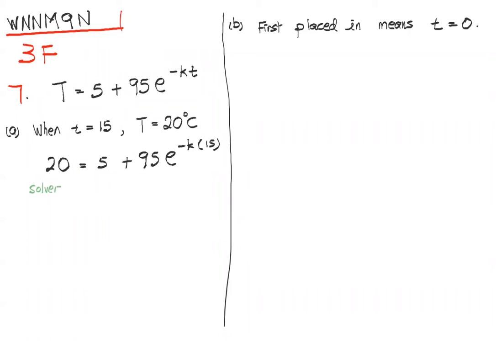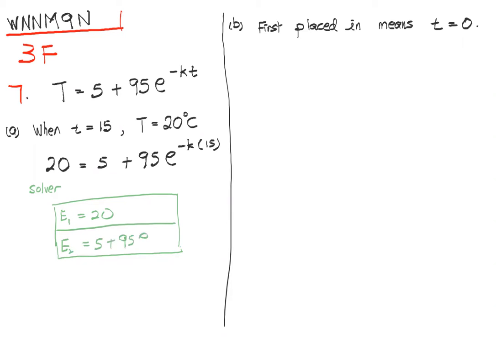Do you know where to get your numerical solver? Okay, you go to your numerical solver. Under E1, you type 20. Under E2, you type in 5 plus 95 e to the power of negative 15x.